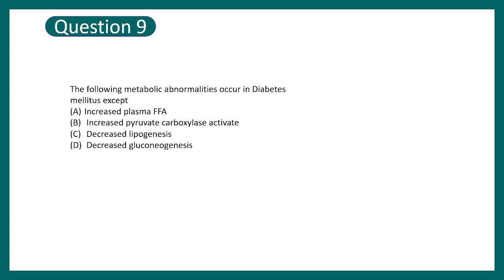Okay. Question number 9. The following metabolic abnormalities occur in diabetes mellitus except: increase in plasma free fatty acid, increase in pyruvate carboxylase activity, decreased lipogenesis, decreased gluconeogenesis. So the correct answer is decreased gluconeogenesis. Actually, under the circumstance of diabetes, gluconeogenesis increases. So this is an important point altogether.